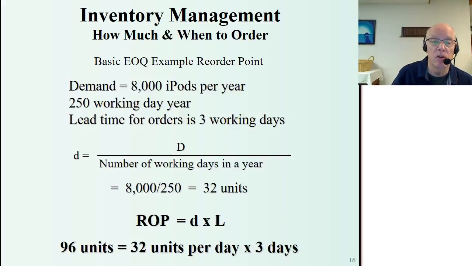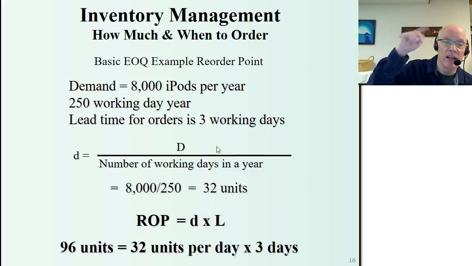So here's an example. I have 250 working days. I want to have 8,000 iPods a year. Lead time is 3 days. I take D, which is the number of working days in a year, 250 down here. I take D, which is 8,000. 8,000 divided by 250 is 32 units. So I'm using 32 units a day. So my reorder point is 32 times 3 days, so it'll be 96.